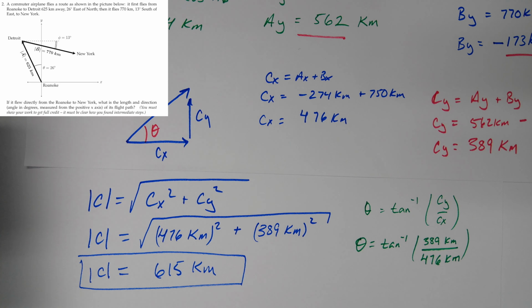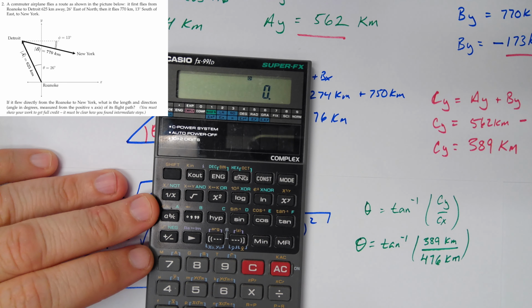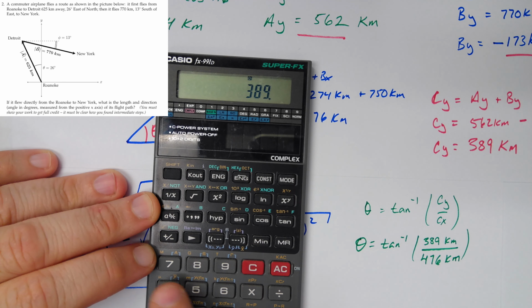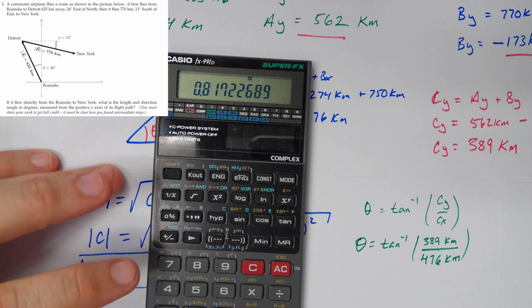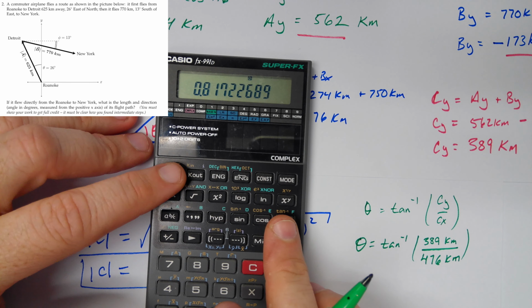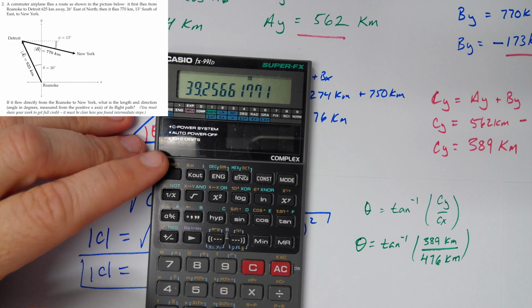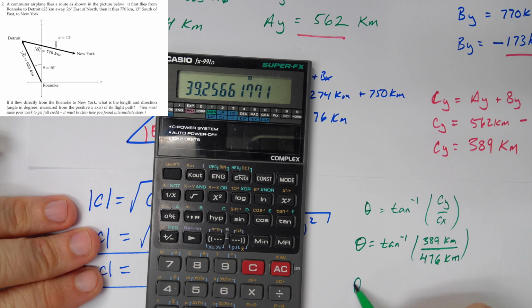Again, I'll pull the calculator in. I want to clear it. I'm going to do 389 divided by 476. I get something less than 1, which seems reasonable. And then we do inverse tangent. If you have a TI 80 something, we can look at that in a second. But we get theta is 39.3 degrees. And that's our other answer.